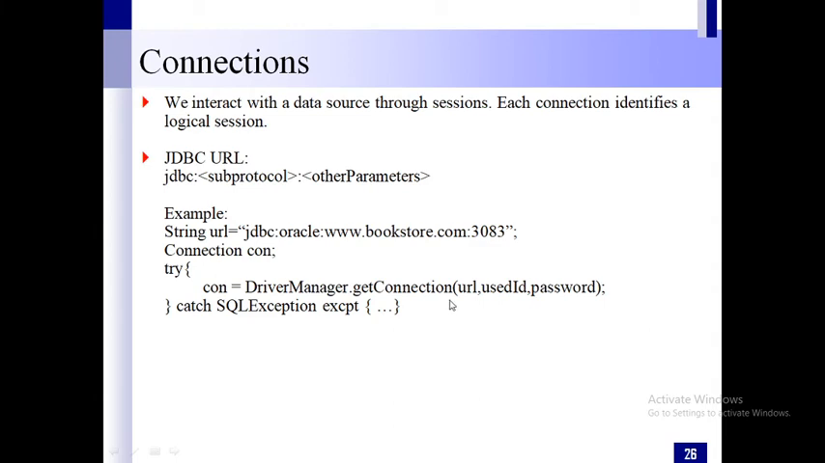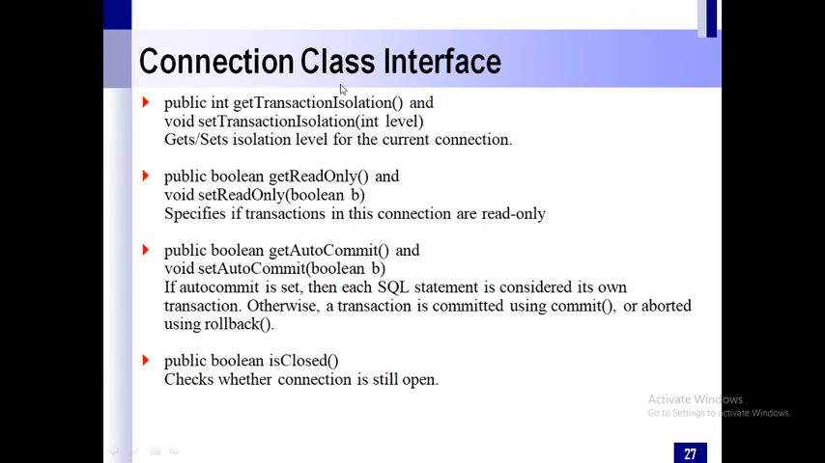For this getConnection method, we need to pass the URL. As I said, the URL can be written like this, your data source name and the other parameters. Then user ID and password. So these three parameters you have to provide to the method getConnection. If it is successful in establishing the connection, it will return the connection object.